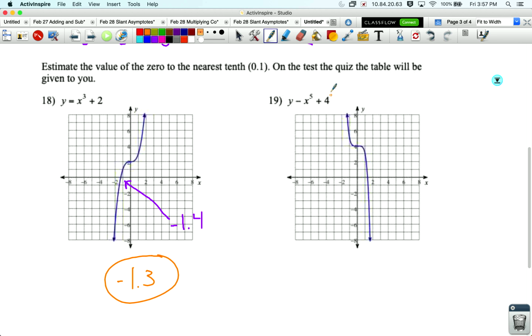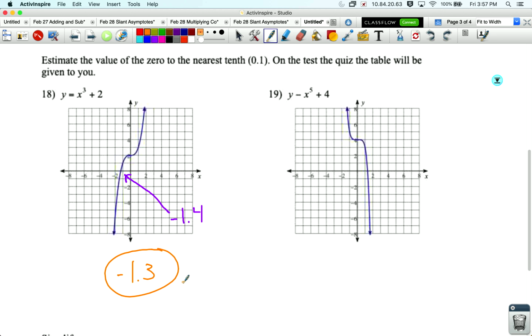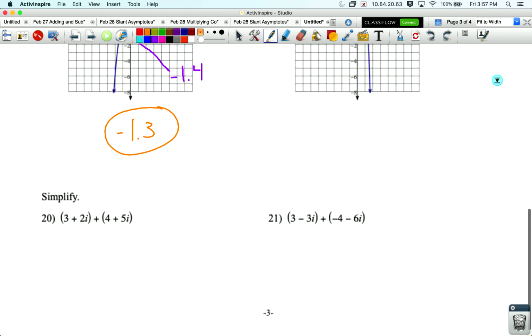So pretty close. All right, I'll skip the next one, but just as a reminder, look for where the sign flips in the y column, and then pick the one that's across from the number closer to 0. And that is our intermediate value theorem.